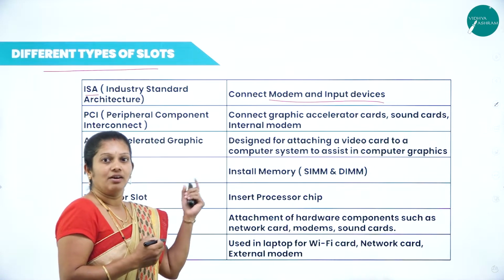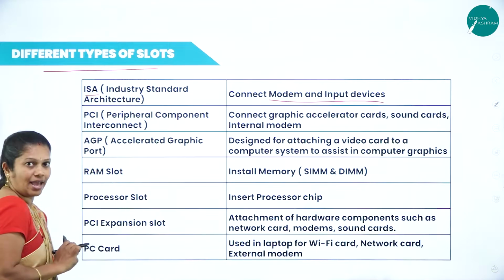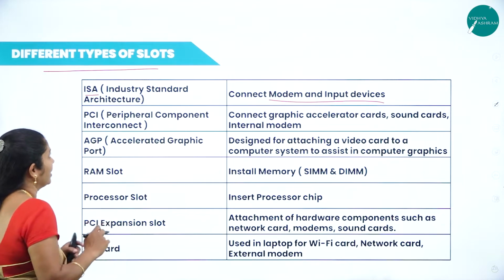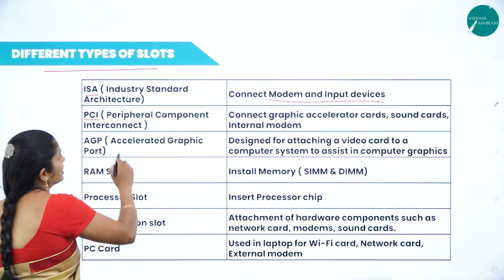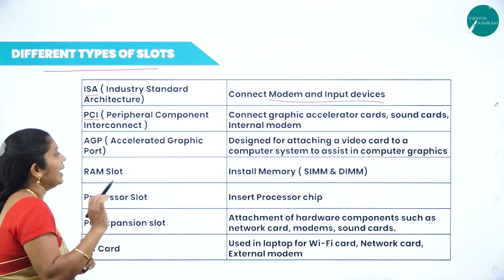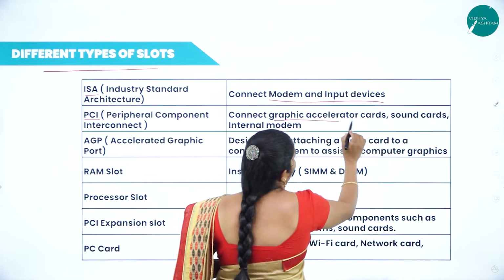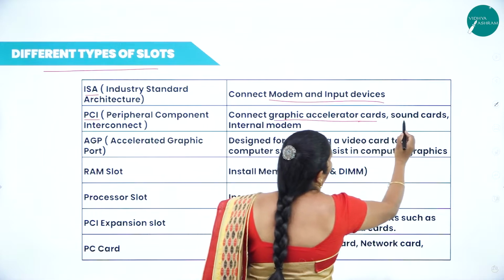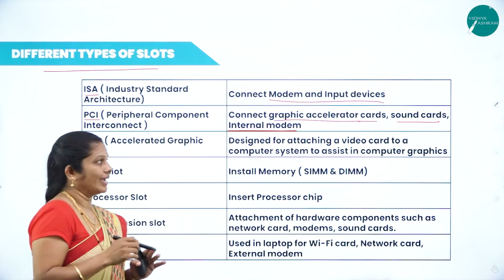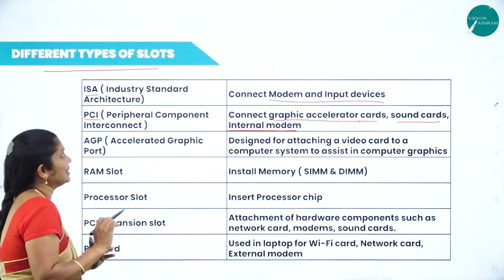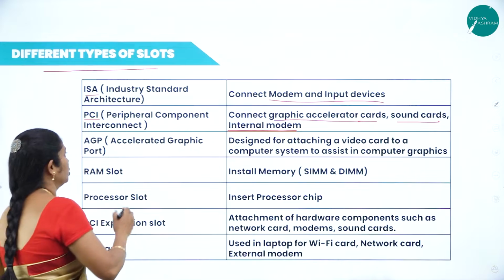Expand the given words. ISA, that is Industry Standard Architecture. And the second one, PCI, that is Peripheral Component Interconnect. This is mainly used to connect graphic accelerator cards and sound cards as well as internal modems. To connect that, we need this PCI expansion slot, especially to increase the performance.